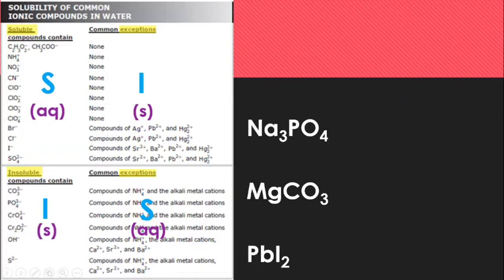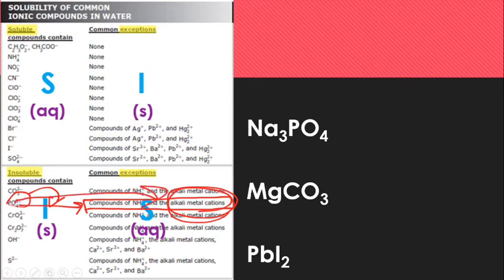Next column, Na3PO4. I've got my PO4 down here. That makes it look like it's insoluble. And when I follow this over into the exceptions, I don't see sodium written out explicitly there, but you have to remember sodium is an alkali metal. So if you didn't write those down, you might say that this is insoluble, but because it is an alkali metal, that pulls this over into that S area, the soluble section. I made a big old mess here.